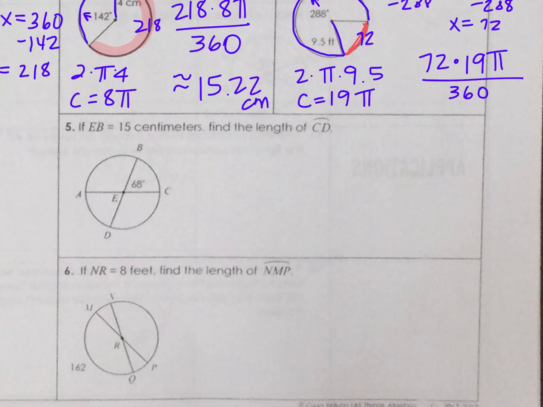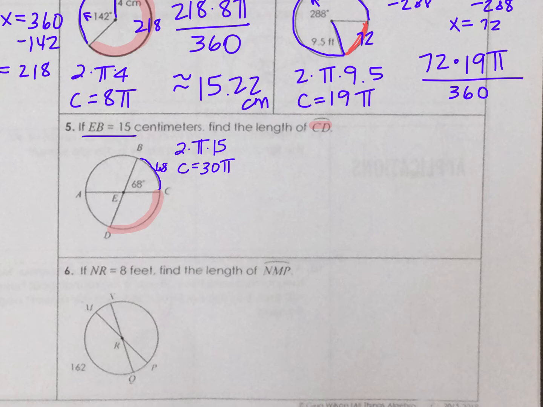All right, scroll down to the bottom of this page. The information up here says that EB is 15. So that's my radius. So 2 times pi times 15 tells me that my circumference is going to be 30 pi. All right, so I figured that out. Now I'm looking for the length of CD.